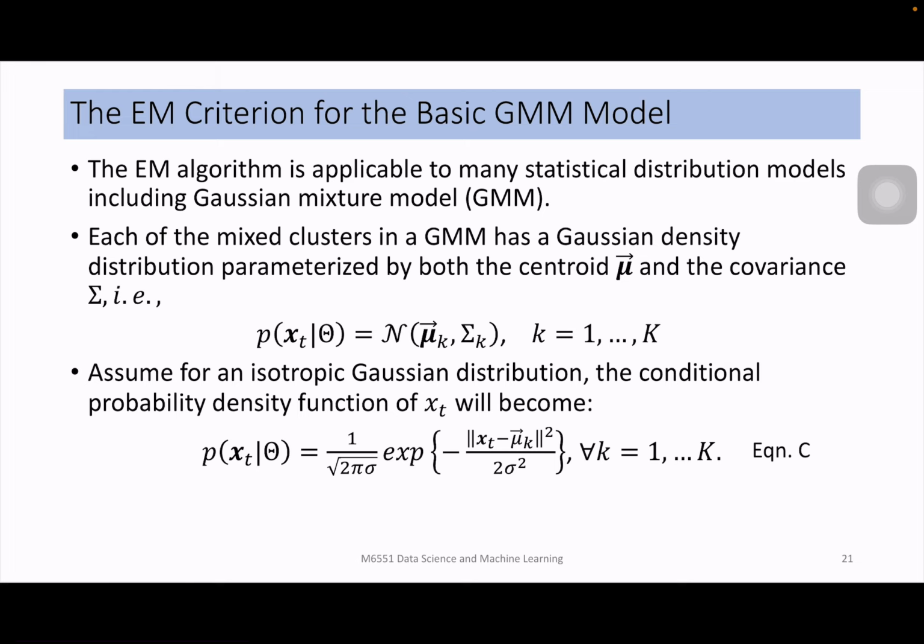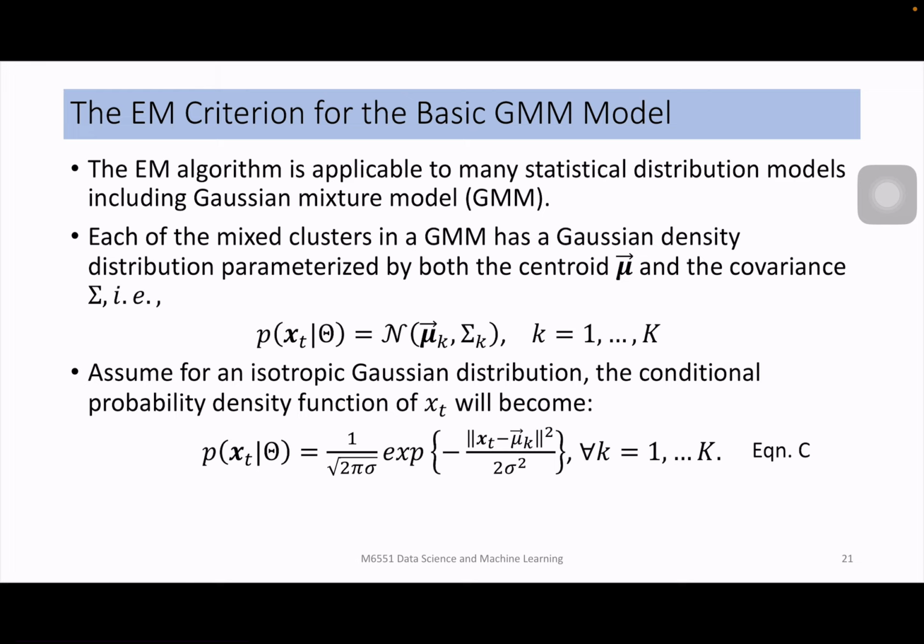The EM criteria is applicable to many statistical distribution models, including the Gaussian mixture model. Each cluster in the Gaussian mixture has a Gaussian density distribution parametrized by both the centroid mu and the covariance. So the probability of xt given theta equals a normal of mu and the summation of k, where k equals 1 to K.